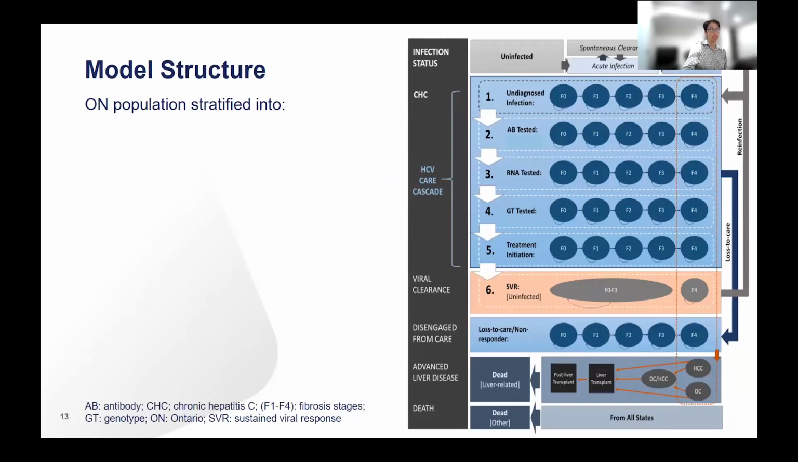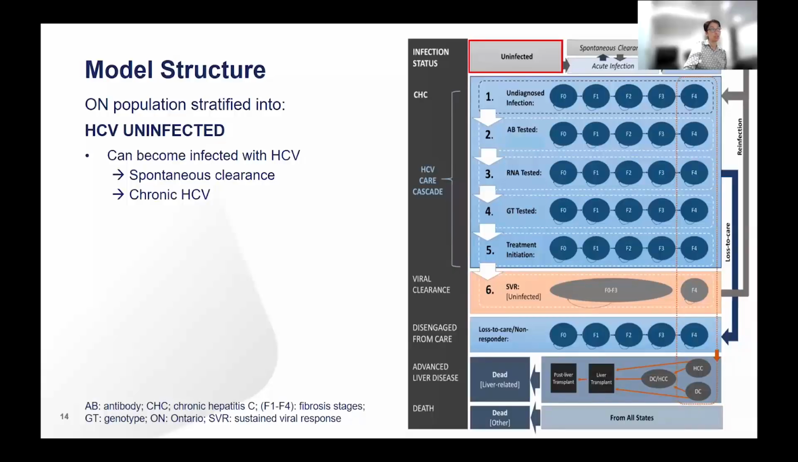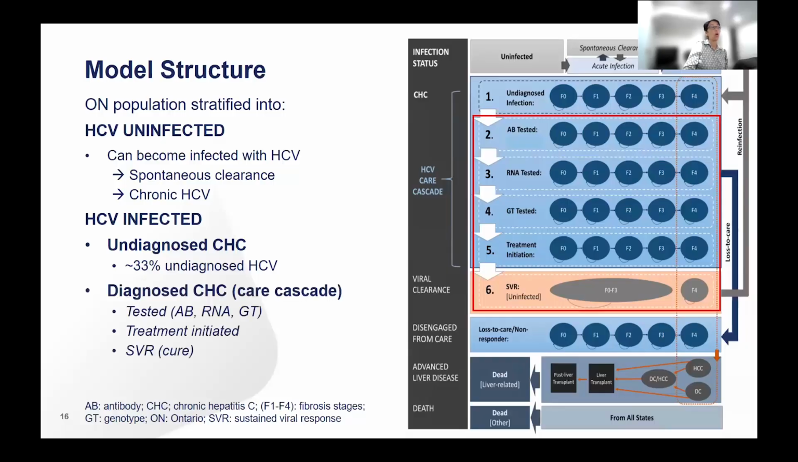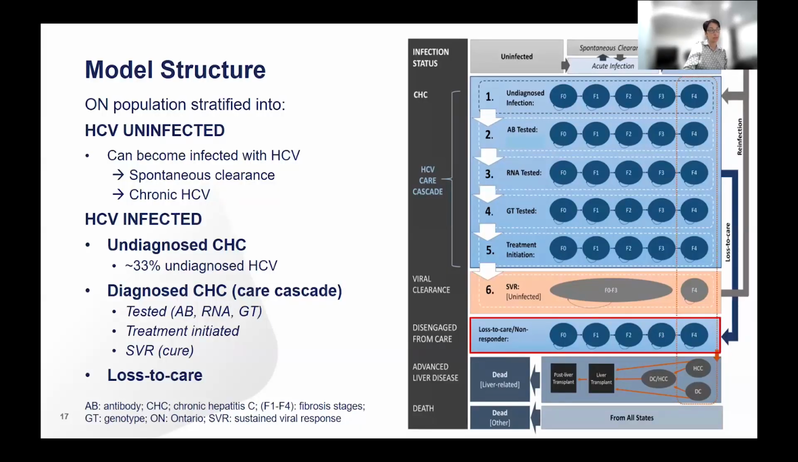This is a state transition model which explicitly accounts for two key components: the hepatitis C care cascade and disease severity. The Ontario population was stratified into uninfected and infected individuals distributed across the care cascade. Uninfected individuals could either remain uninfected or become infected and either clear the virus or develop chronic hepatitis C. Individuals with chronic hepatitis C in the model can either remain undiagnosed or proceed through the care cascade and be diagnosed, receive treatment, achieve viral clearance, or become disengaged from care.